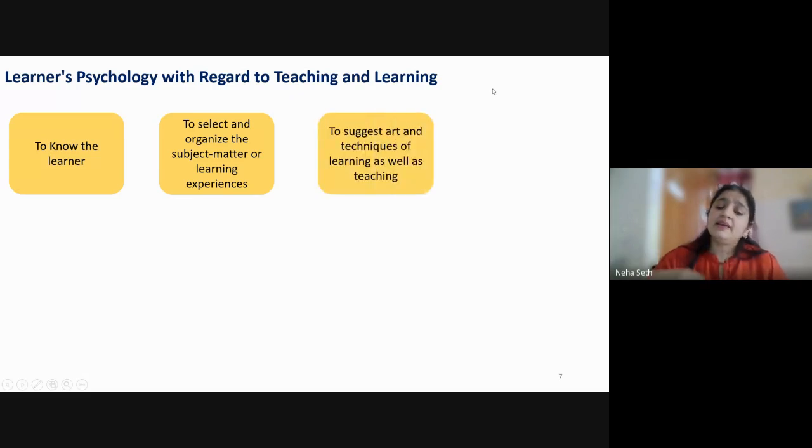Then it is also to suggest the art and techniques of learning as well as teaching. Whatever we are applying in the form of teaching, our students are learning. So I need to find out the best practices that I can follow in our teaching so that my students can learn easily. We should not be really harsh to our students. We should try to prepare our classes in such a manner that students, first of all, enjoy our classes. It should not be a forceful act.